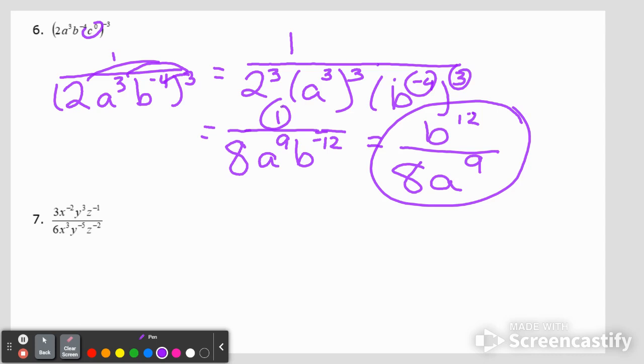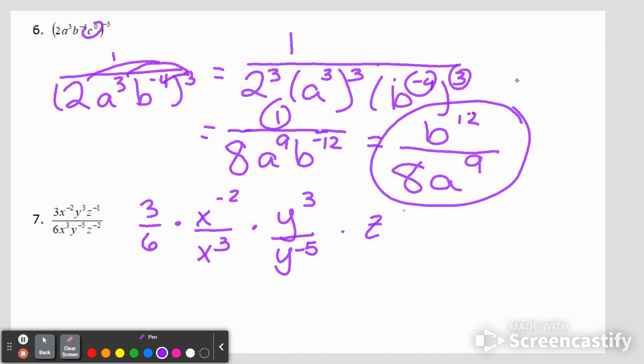Okay, and then our final one, I believe, nope, there's 2 more. Number 7, again, I like to split these up just to help my eyes a little bit. So my coefficients are 3 and 6. X to negative 2 over x cubed times y to the third over y to the negative fifth times z to the negative 1 over z to the negative 2.